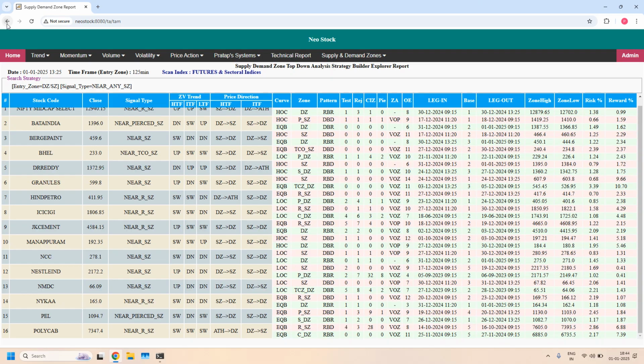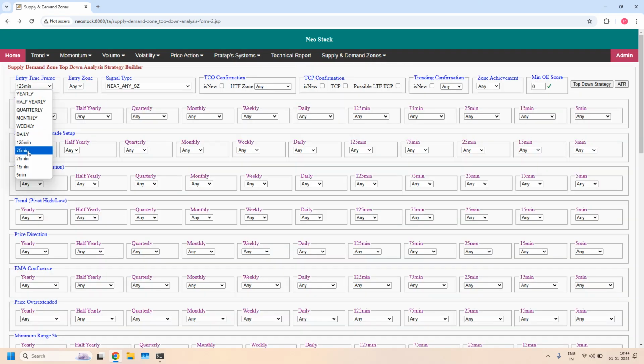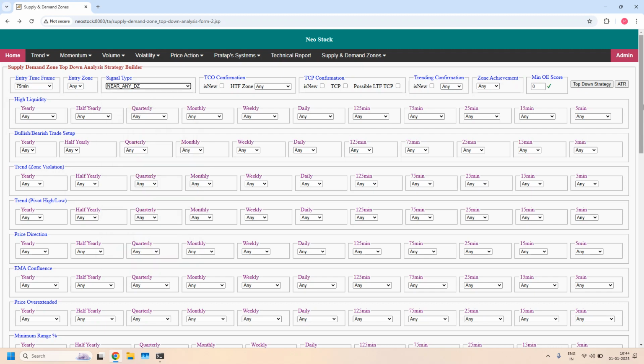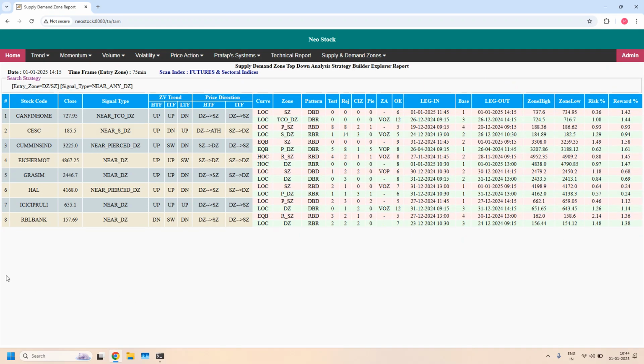Okay, next time frame is 75 minutes. Entry time frame 75 minutes. Let us find the stocks near the 75 minutes demand zone. 8 stocks are filtered. Let us identify high liquidity zones from this list. CESC is having a 75 minutes high liquidity demand zone. That's it. We have only one high liquidity 75 minutes demand zone from this list.